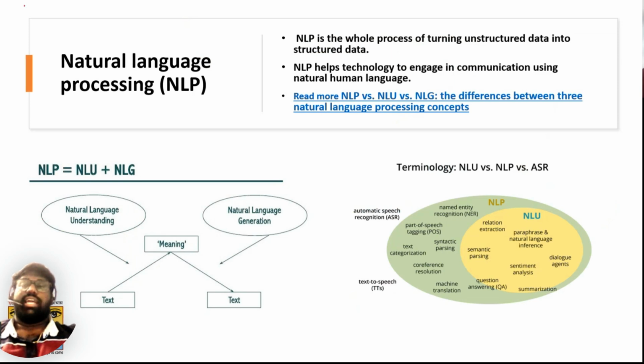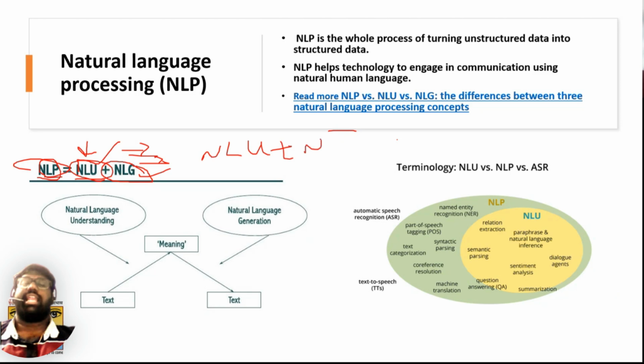This is what the internal architecture does. See, NLP is natural language understanding, oops, sorry, natural language understanding plus natural language generation. That is equal to natural language processing. First it will understand what a person has given, and then it will try to generate based on the words or a keyword. First it understands it and then it generates it. That is the reason it comes with NLU plus NLG.